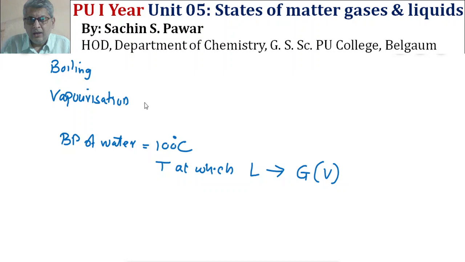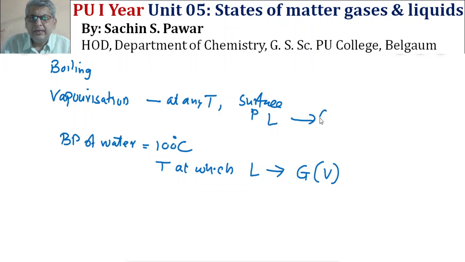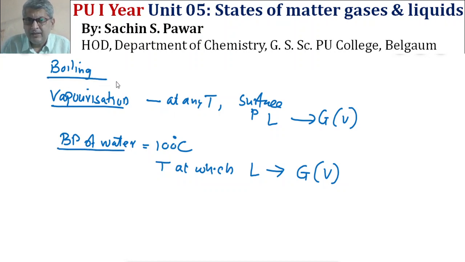What is vaporization? Vaporization is, at any temperature, the surface particles of the liquid are converted into vapor, or into the gaseous state. So when I say vaporization or boiling, they are different concepts. Boiling takes place at a specific temperature, whereas vaporization takes place at any temperature.